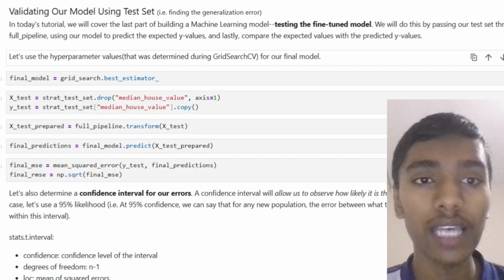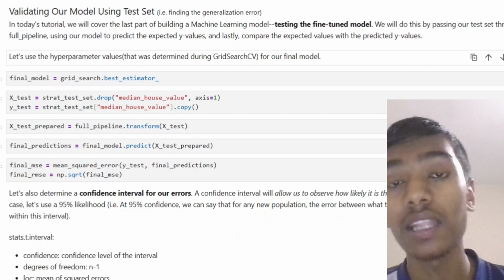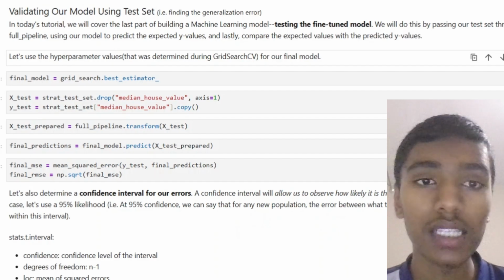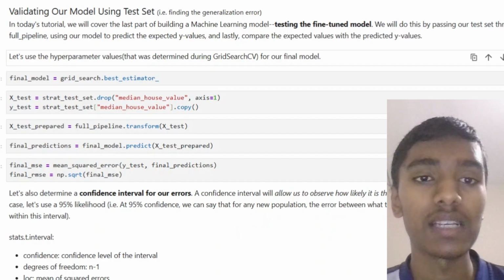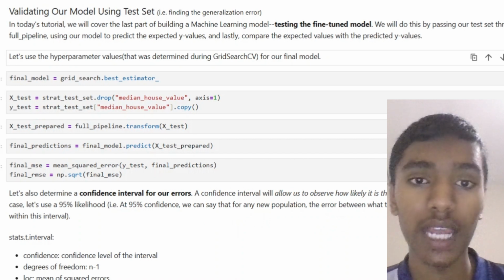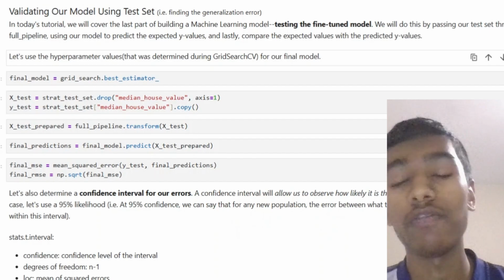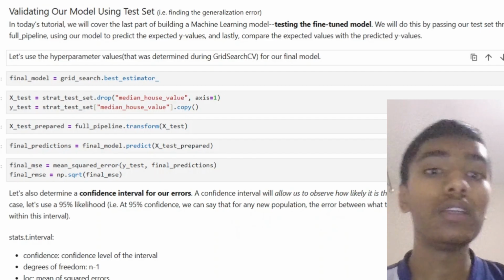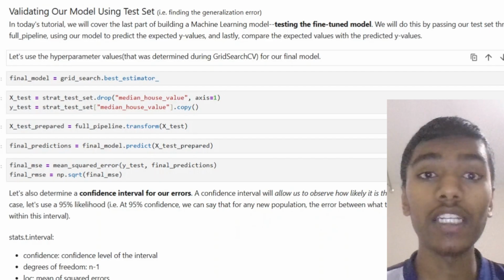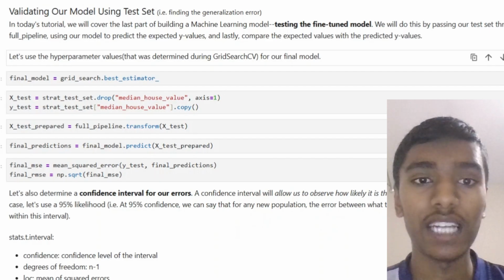All right, let's discuss how exactly we can validate our model. And by the way, this is the last lecture where we will be discussing how we can create a basic machine learning model for our housing data frame. So we are right at the end now. Since in the last few tutorials, we've been talking about how to fine tune our models, now we're going to be actually validating our fine tuned model using our stratified test set.